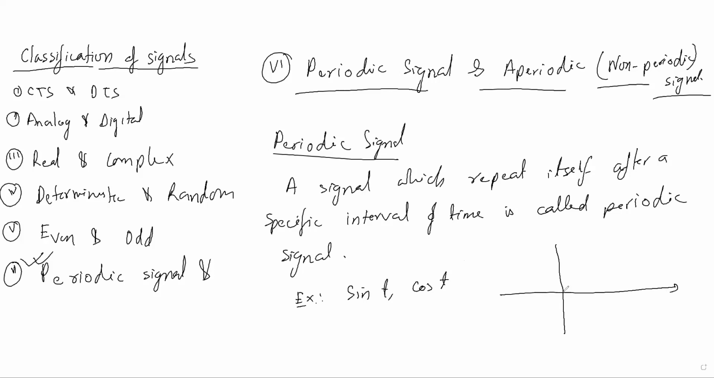Periodic means, so this is the sin t. So you can see if this is the time period, okay, this shape is repeated once again after another time period. So we can say that's why this signal is called periodic. Means its shape is repeating. That's why it is called periodic signal. Okay.